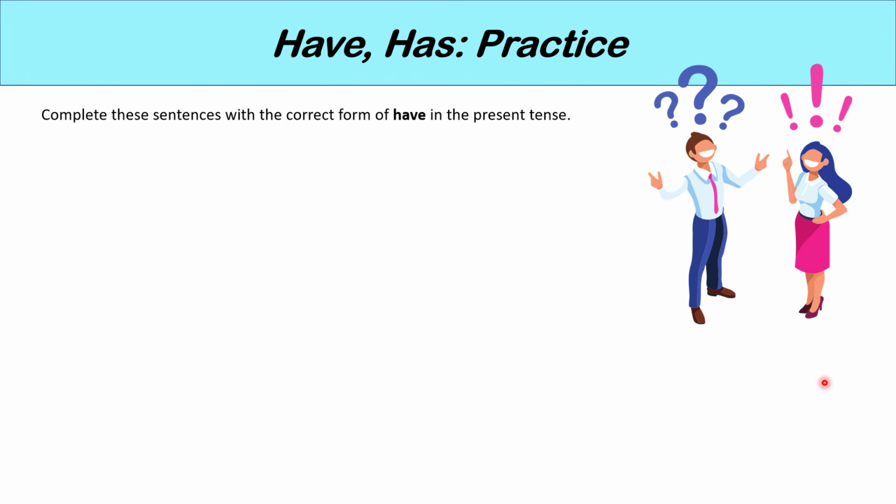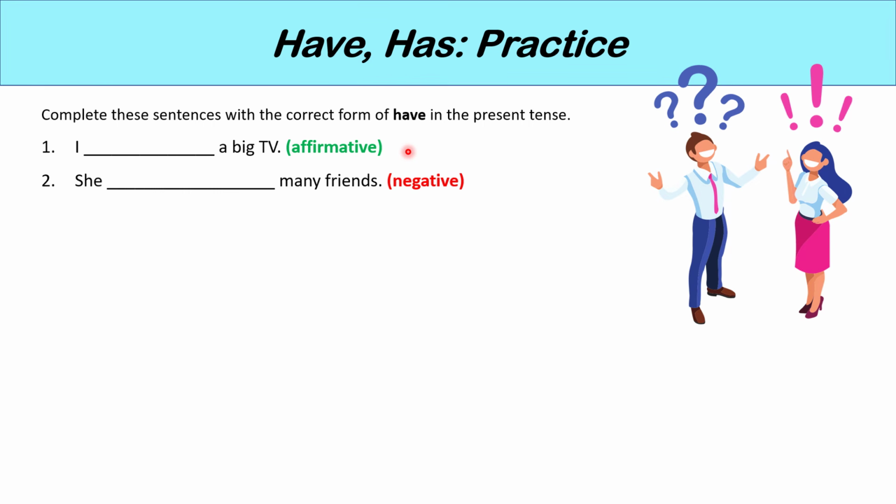Okay, so now we're going to do a practice quiz with have and has. Complete these sentences with the correct form of have in the present tense. For this one, you will put it in the affirmative. Some questions you have to put in the negative form or the interrogative form. Number 1, a big TV. Number 2, she, many friends.